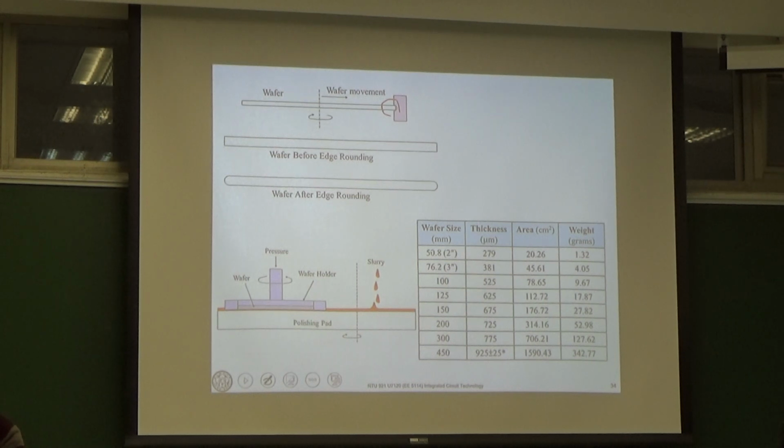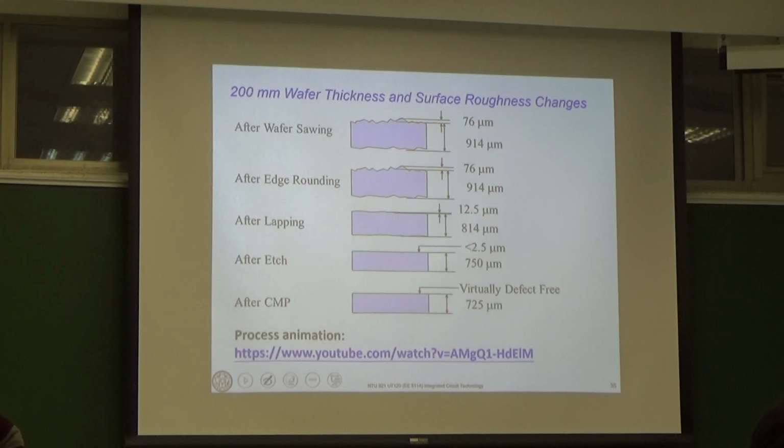Here is a table that describes, for different wafer sizes, for example a 300 millimeter wafer, the thickness is around 775 micron. Just for your reference.